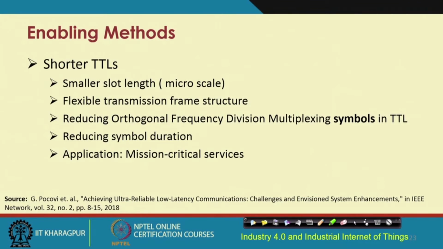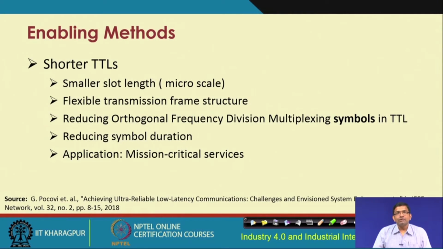And so different methods are there. Shorter TTIs or shorter TTLs, whatever it be, it is the same thing. So, we are talking about shorter TTI requirements, smaller slot length in micro scale, flexible transmission frame structure, then reducing the orthogonal frequency division multiplexing symbols, reducing symbol duration and so on. All of these make it attractive for use in mission critical applications.